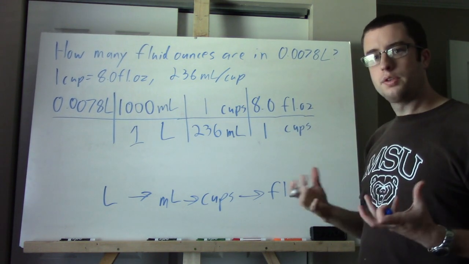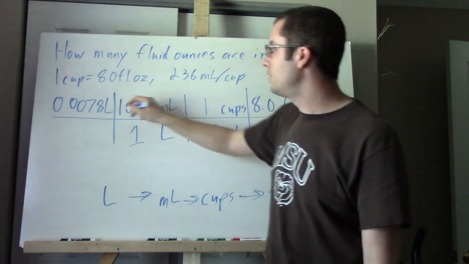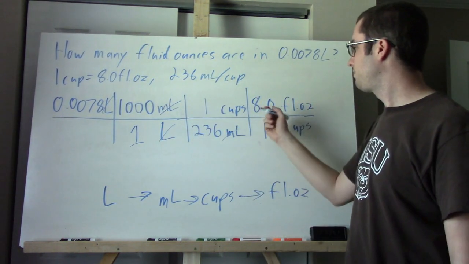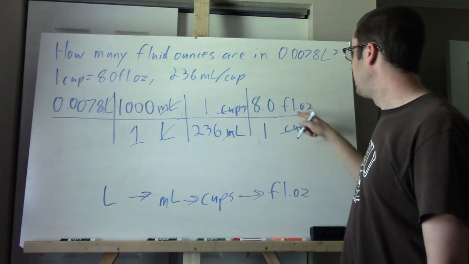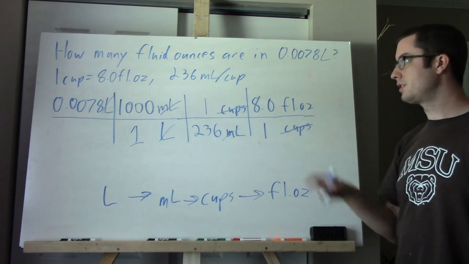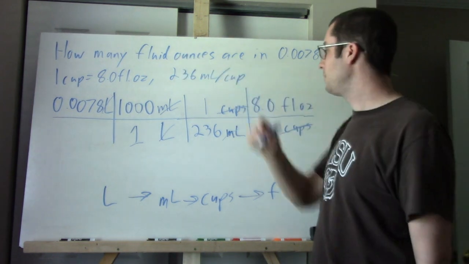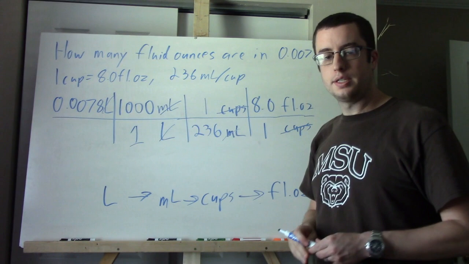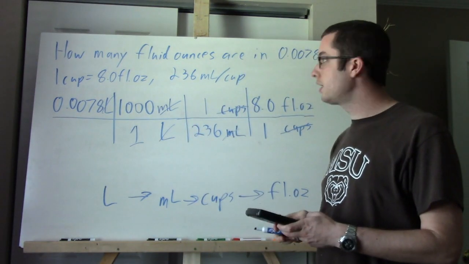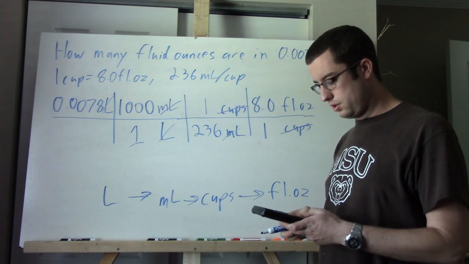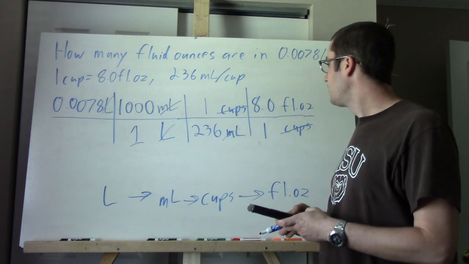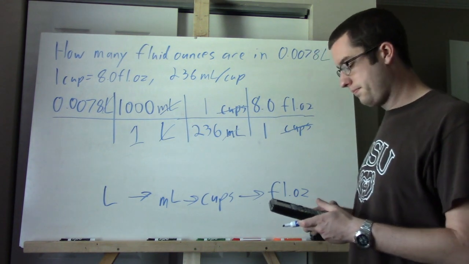And then from here, let's cancel our units to make sure. So I have liters on top and bottom, so that's okay. I have milliliters on top and bottom. Cups on top and bottom. The only unit I have left I haven't crossed off is fluid ounces because there's no fluid ounces down on the bottom. And that's what I'm looking for. So I know at this point that I'm good to go. So now we just simply need to plug it in. So 0.0078 times 1,000 times 8 for the top.